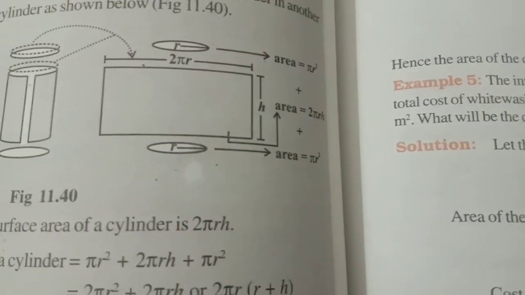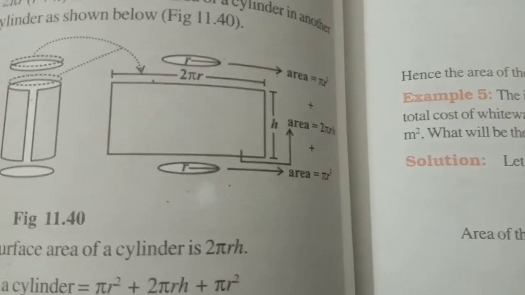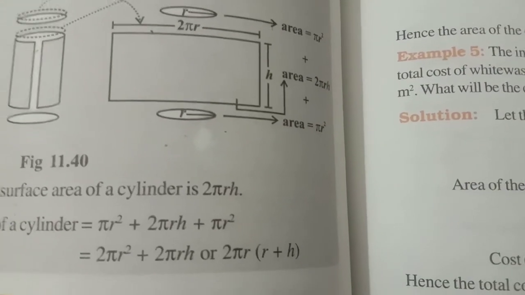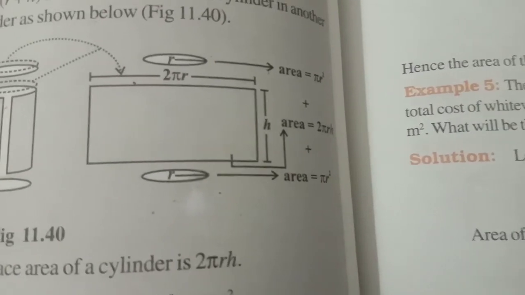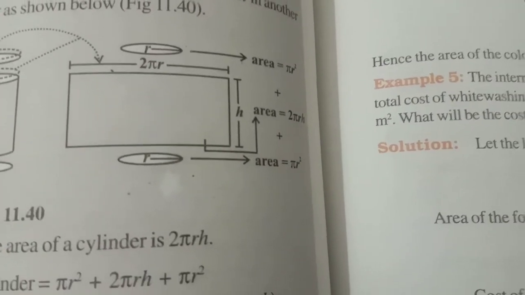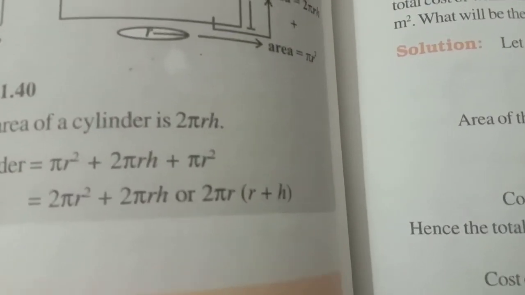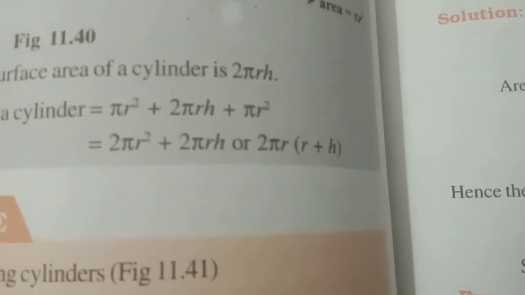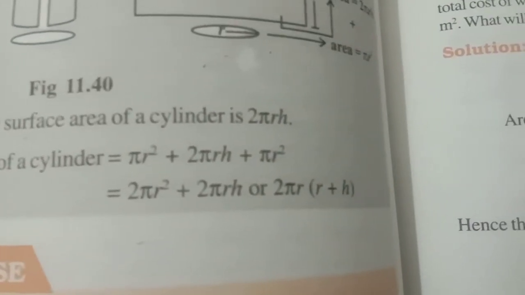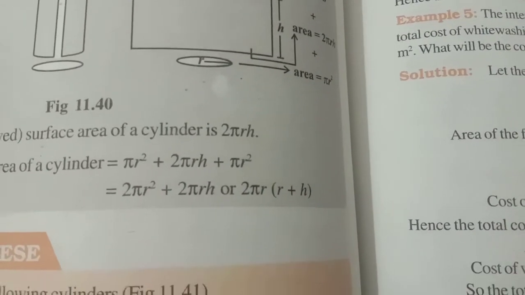Therefore the area of this cylinder is the area of the top and bottom surfaces, that is 2 pi r square, plus the area of the rectangular surface, that is 2 pi r into h. Taking 2 pi r common, we get 2 pi r into (r plus h) as the total surface area of a cylinder. Is it clear, children? We will discuss in detail.